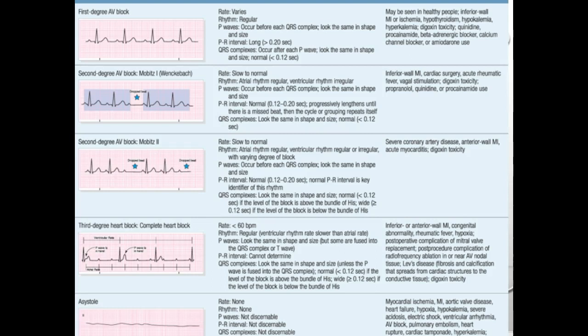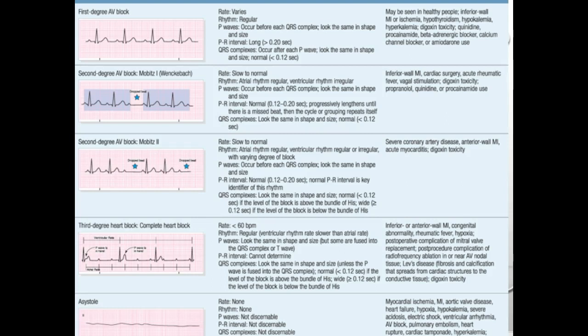Third degree is complete heart block, where the atria and the ventricles are contracting completely separately. And you could see on the EKG, they have listed there the second from the bottom, things are just kind of all over the board there. You don't have that regular contraction of the atria and then the ventricles.